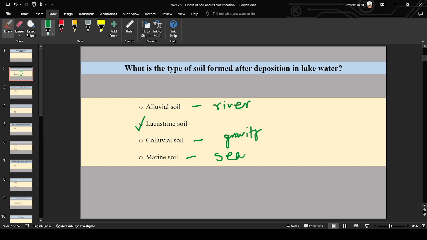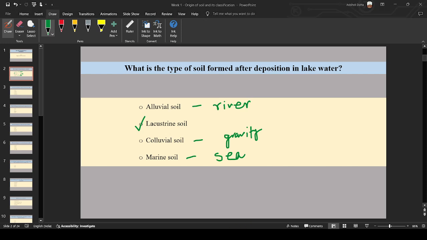So this is the deposition and transportation of soil during the formation cycle of soil. This is an important part which states that soil formed at one place might be transported to another place and then deposited over there. So these transportation agents decide what kind of soil is deposited at a particular place. So the type of soil formed after deposition in lake water is lacustrine soil. I will now go to the next question.